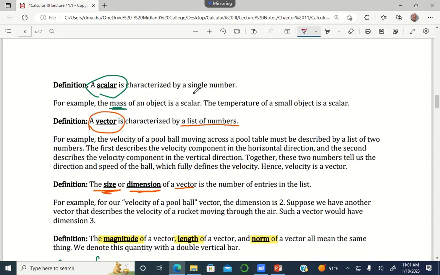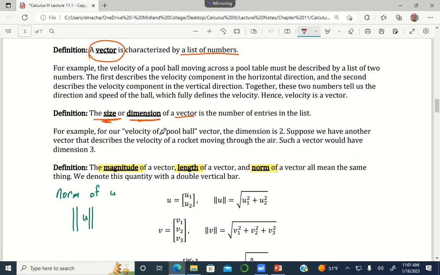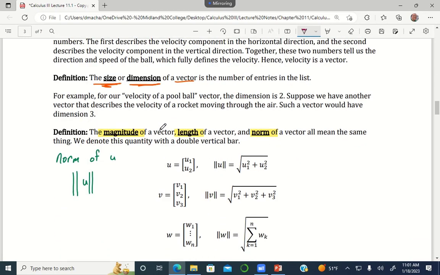We talked about how a scalar is just a number. So if you see the word scalar, that just means we're talking about some number. A vector is a list of numbers. And so that's just two vocabulary words so that we can draw the distinction between them.